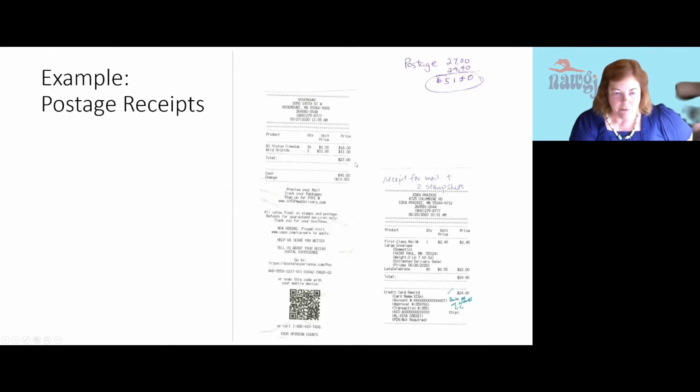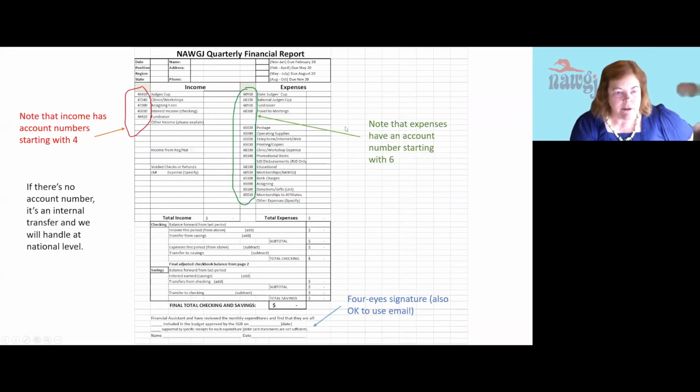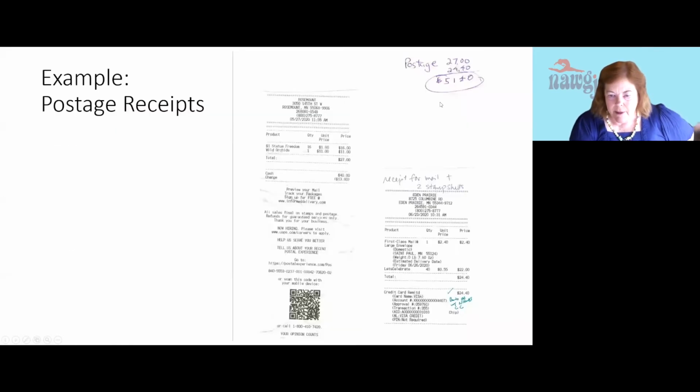So you see, I had one receipt over here for $27, one for $24, added it up, circled it, and it was postage. If you want to write the account number down there, let's see, what was the account number for postage? It'd be 65020. You can do that. But this is helpful. You need to do this somehow. I mean, you might be taking a picture of this with your phone or whatever, but in some manner, you gotta have your receipts.